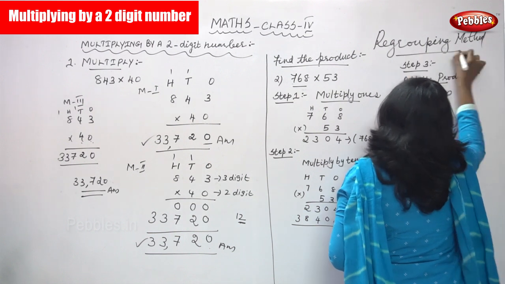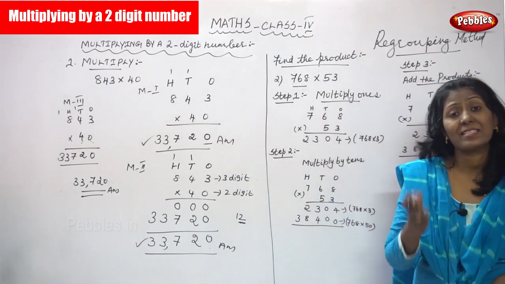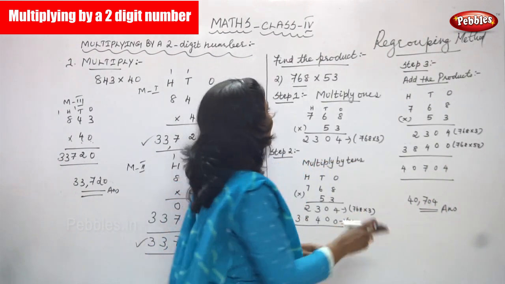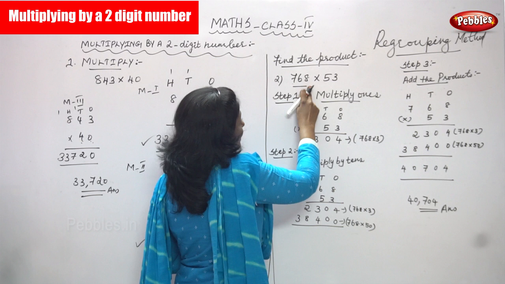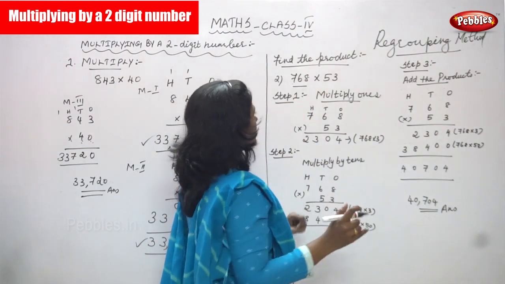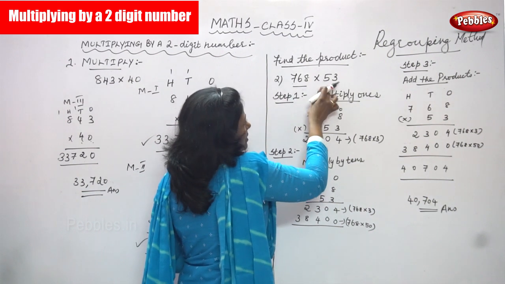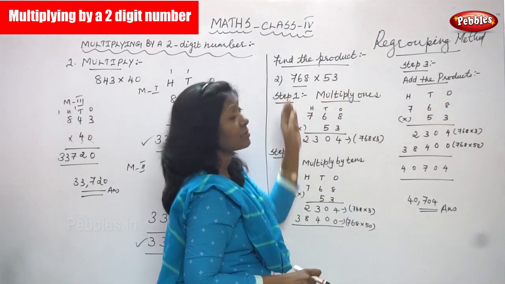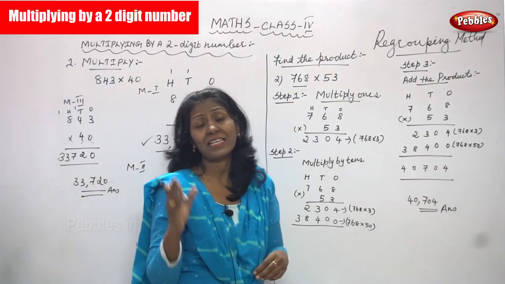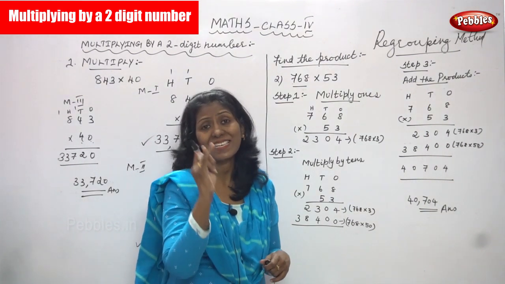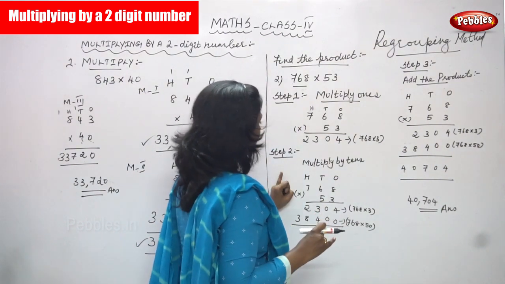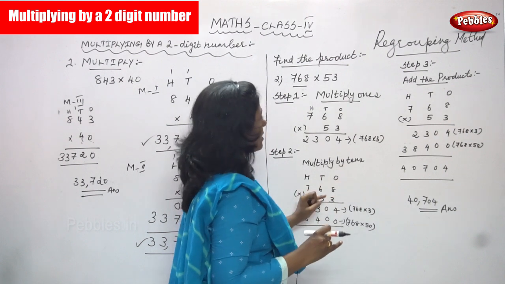That means you have to do the multiplication step by step. 768 is going to be multiplied by 53. See, this is a 3-digit number, this is a 2-digit number. So I concentrate on the 3-digit number first: 768 has ones, tens and hundreds. For step 1, you multiply by ones. Then step 2, multiply by tens.